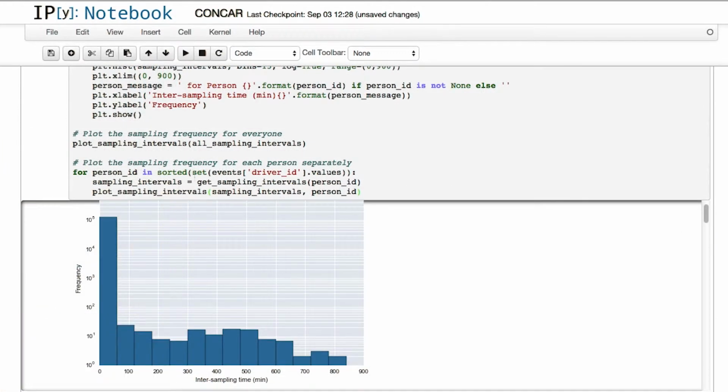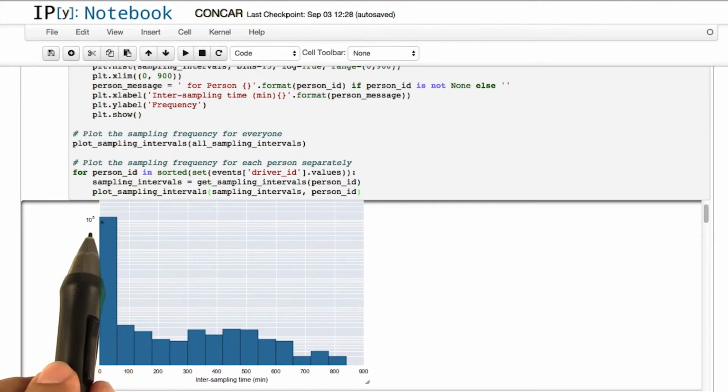Once it finishes running, you will see a histogram that looks like this. In this histogram, we're plotting the intersampling time in minutes in the x-axis. The y-axis shows the frequency for each of these intersampling times. The bins here are bins of 60 minutes. You see, the value between 0 and 60 has the maximum number of data points.